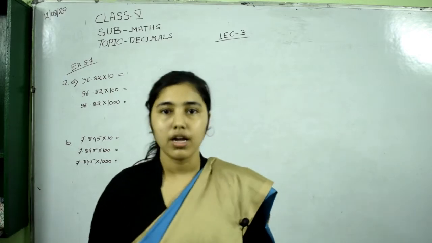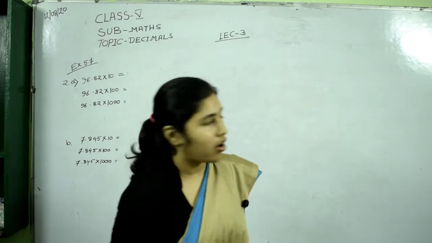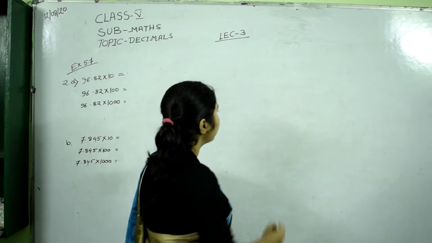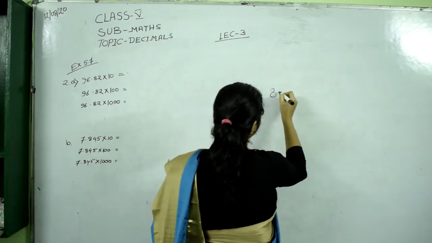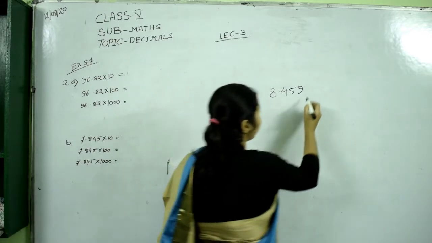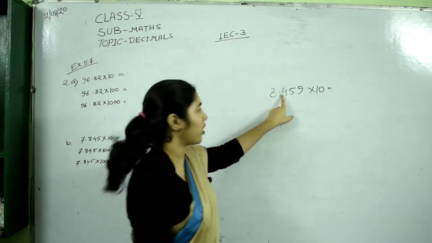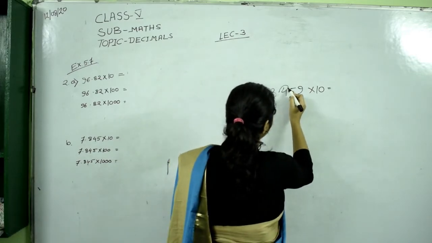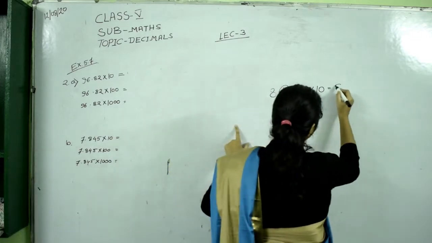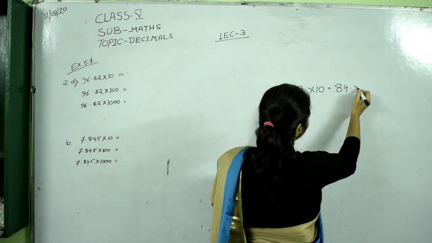Today we will learn how to multiply two decimal fractions or two decimal values. First, remember that if we multiply any decimal number with 10, then the decimal point shifts one place to the right. So our product will be 84.59.